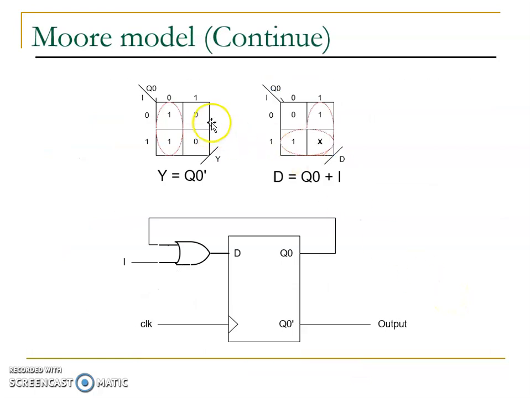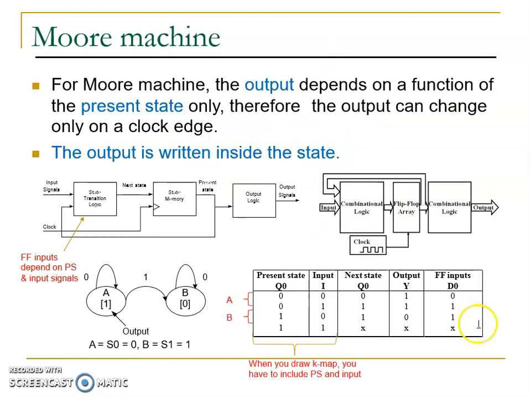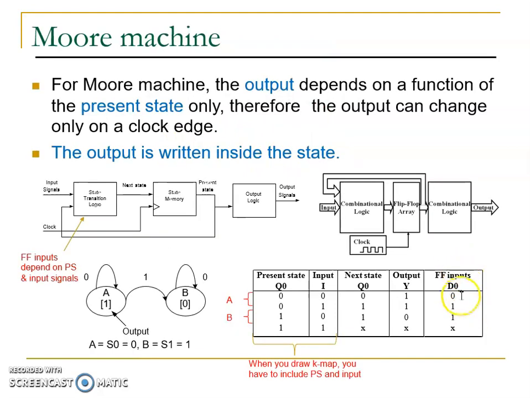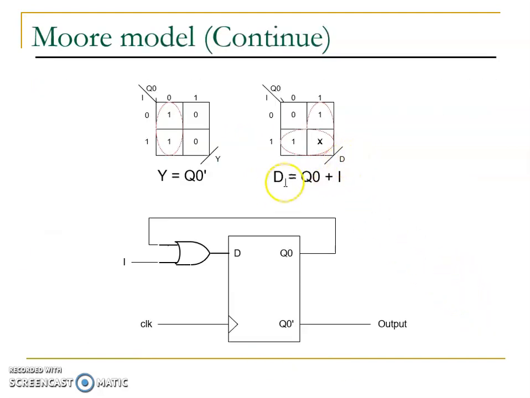So this is the K-map. First, we will draw the K-map for output, which is Y, and then another one is the K-map for D flip-flop. K-map for Y and K-map for D flip-flop. This D is D0. You complete the K-map, and then you get Y equal to Q naught bar, and D equal to Q naught plus I, or Q naught OR I.